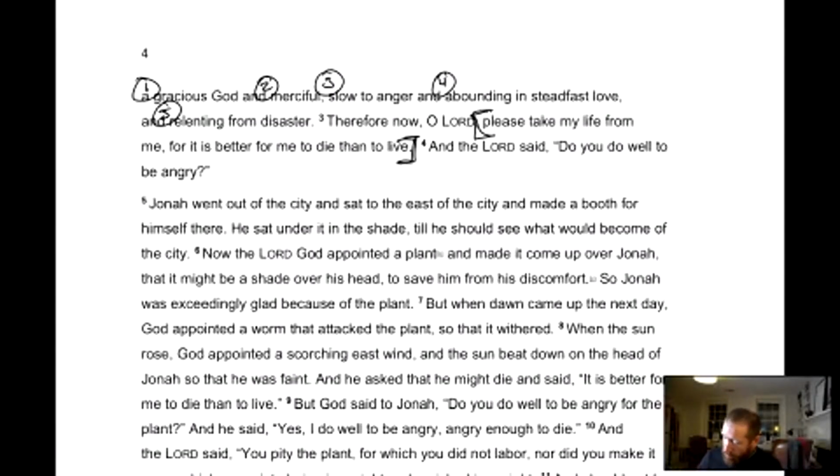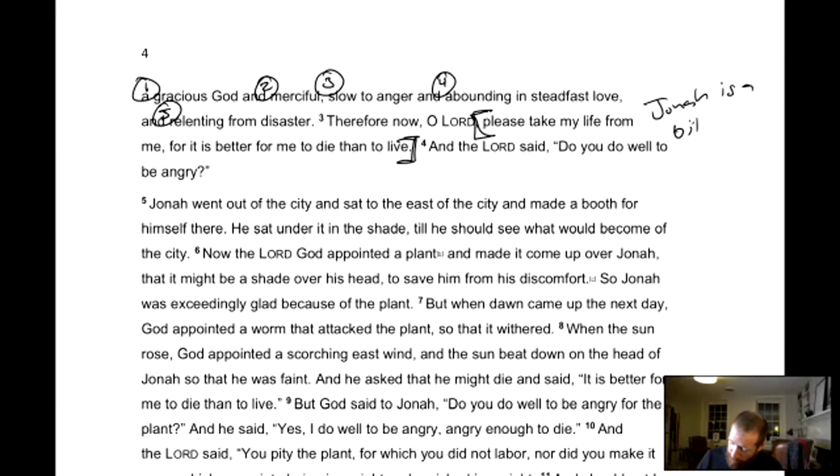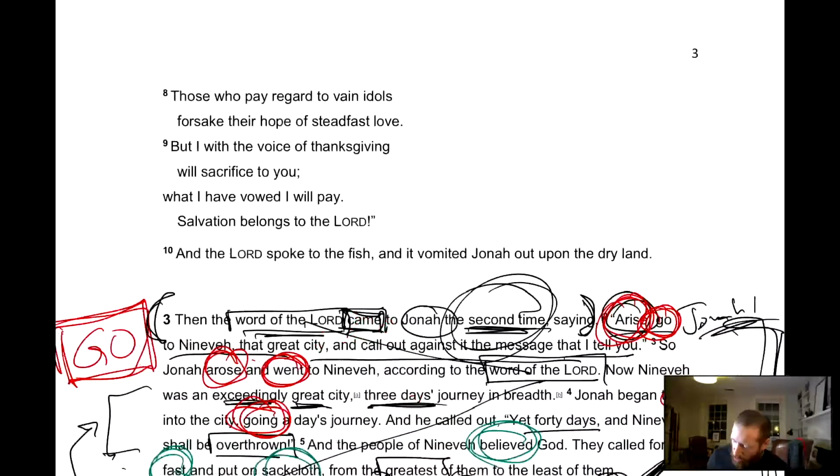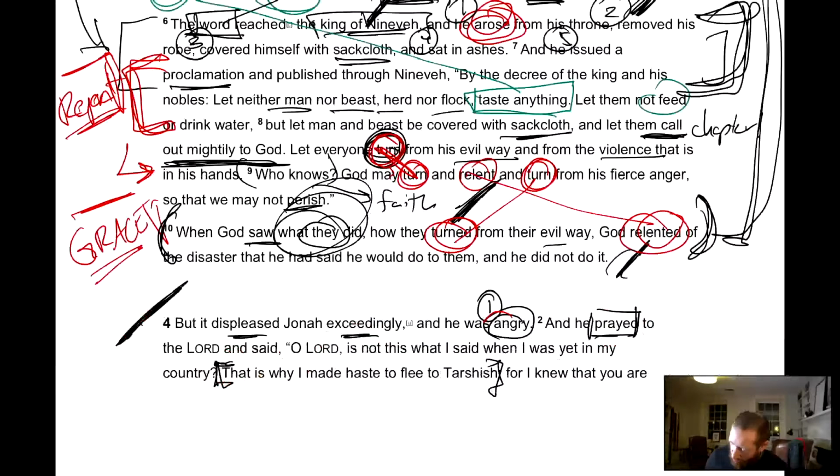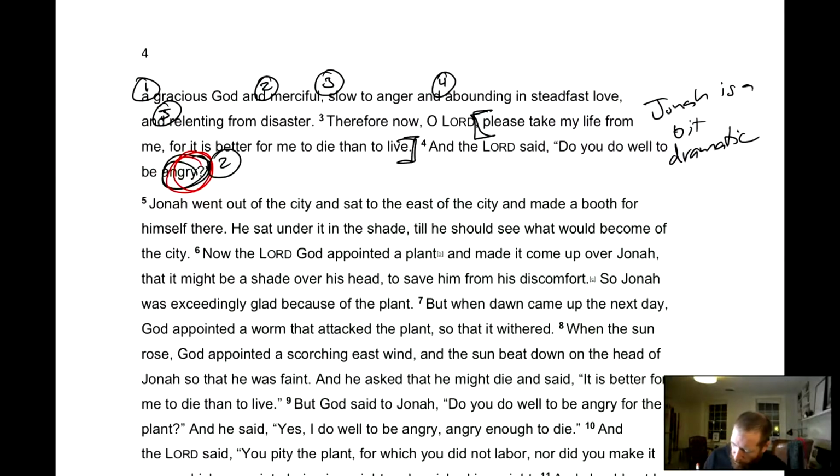Therefore, here's my obvious observation. Jonah is a bit dramatic. This seems to be a bit of an overreaction, perhaps. And the Lord said to him, "Do you do well to be angry?" All right. So I'm going to circle angry in red because we saw that right back here, didn't we? Angry. We saw it once. Here, angry.